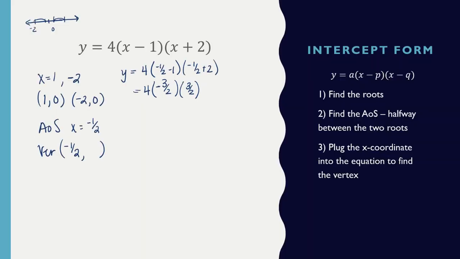Sorry, I'm flipping my screen on accident. 4 times negative 3/2 times 3/2 is negative 9. Feel free to grab a calculator and check my math there. So you get y equals negative 9, which means that our vertex is at negative 1/2, negative 9.